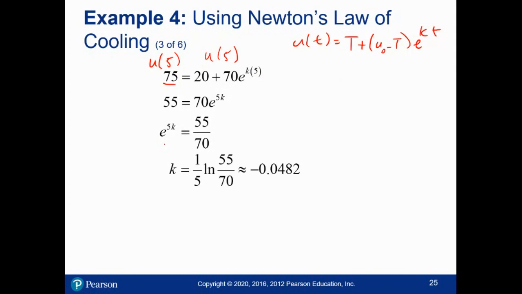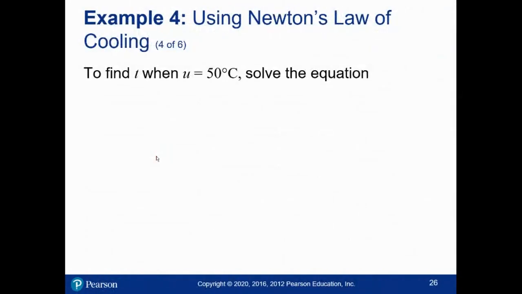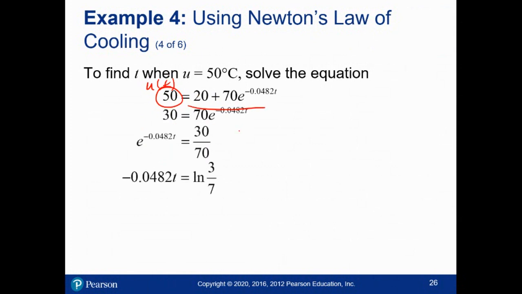It's about negative 0.0482. So now I can take that value of k, put it back into the expression for Newton's law, and now I can predict the temperature at any time I choose. But I don't want to plug in a specific time. What I want to do is solve for a specific temperature. So instead of setting t to be equal to anything, I still don't know the time, but I let U of t be 50. And here I have my expression for U of t. So I can subtract the 20, divide by 70, take a natural log, and divide by the value of k that we found. And t was measured in minutes, so we end up with about 17.6 minutes.